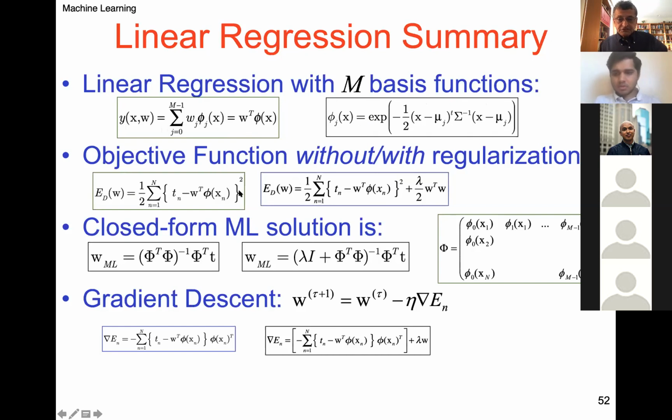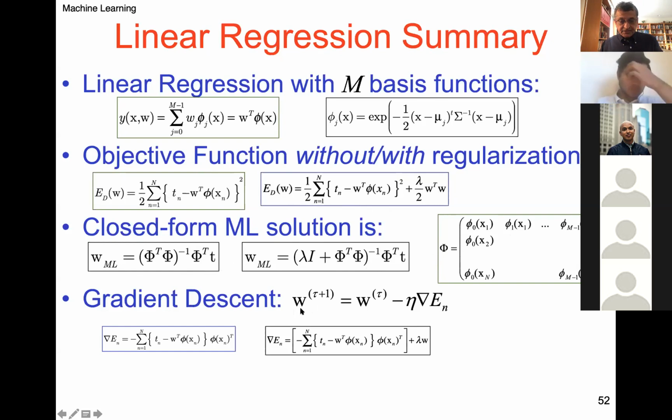The objective function, or the loss function, without regularization looks like this: Tn minus w transpose phi n of x, squared. When you bring in the regularizer, it's going to have this form. And then the closed form maximum likelihood solution is this without the regularizer. With the regularizer it has an additional term here. And what is this phi again? It is the design matrix.